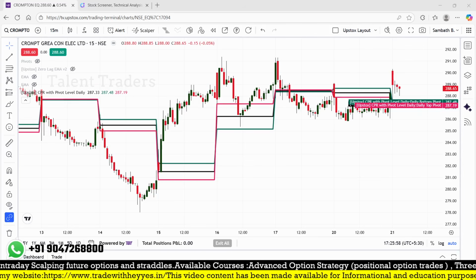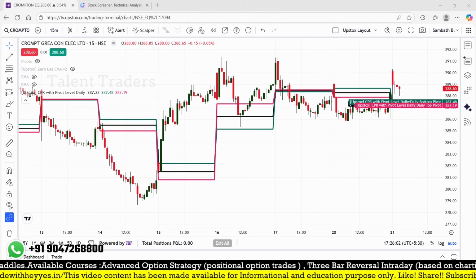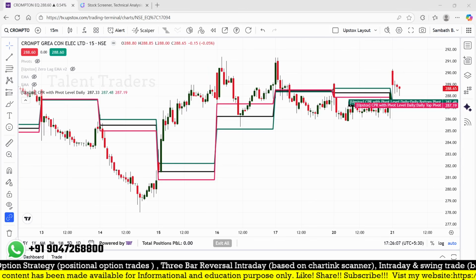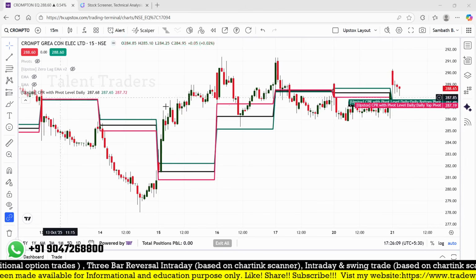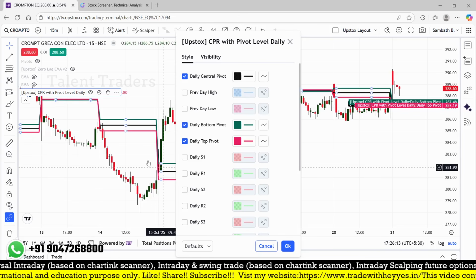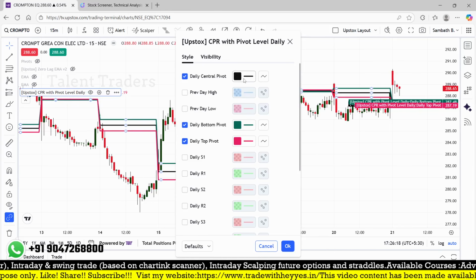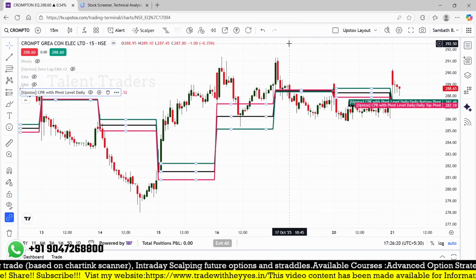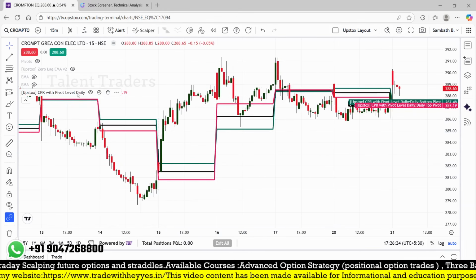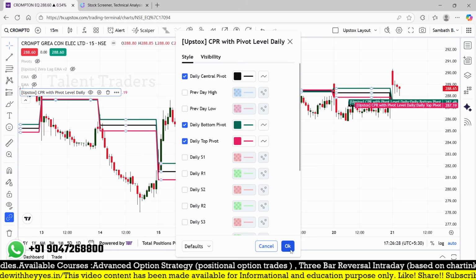First, you need to understand one logic: how my scanner is different from others in finding a narrow CPR. On the chart, the CPR levels are plotted here. The top central is the pink line, the bottom is the green line, and the central pivot is black. Normally the central pivot is in the middle, but sometimes the bottom may be on top or the top may be on the bottom, so we have fixed that.